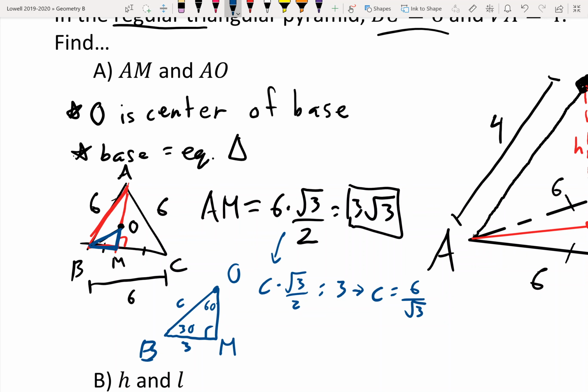Okay, so that's the hypotenuse, but that's not actually what I need. I want OM, this side right here. I'll just call it question mark. Well, that'll be OM. OM then would just be equal to, well, the entire AM, oh, sorry, I'm jumping ahead of myself. This is now the short leg of a 30, 60, 90 triangle, and the short leg of a 30, 60, 90 is always half the hypotenuse. And so if the hypotenuse here is 6 over root 3, then half of that would simply be 3 divided by root 3.